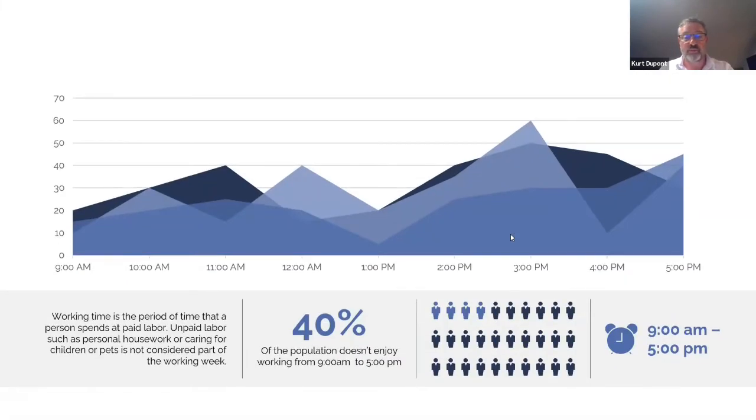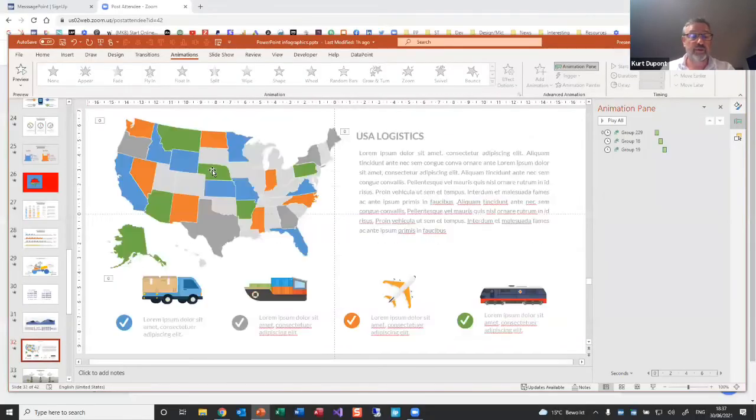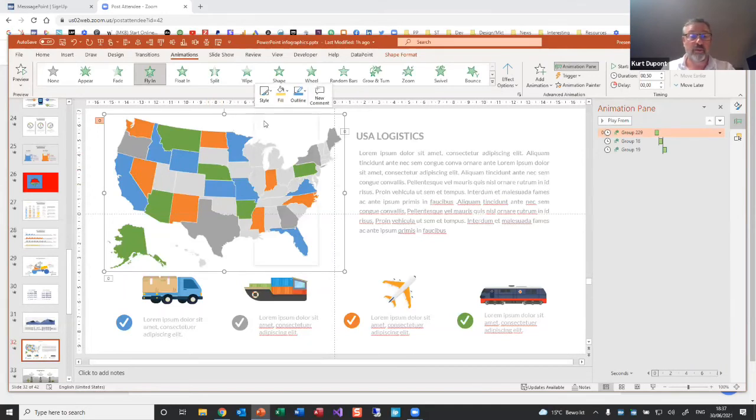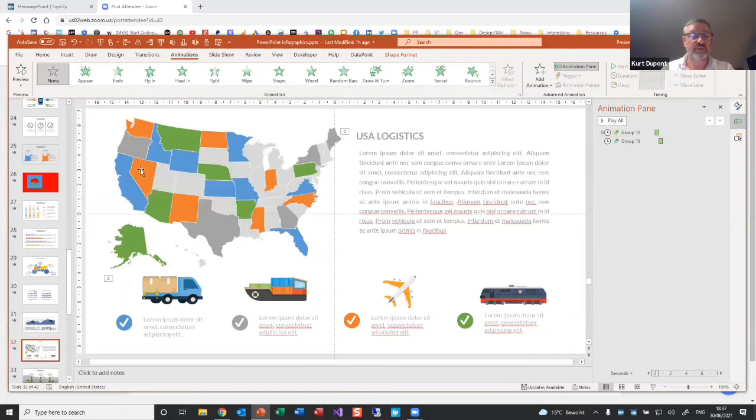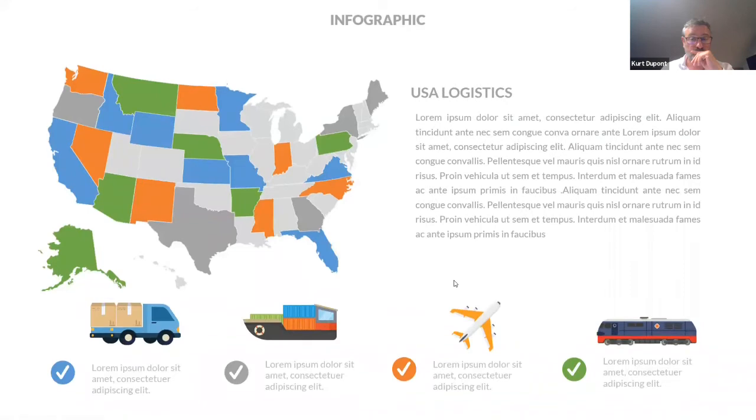So now we have some more animated information on this slide. You can again display a map of the USA. This is one shape. You can ungroup this, and you get all different shapes here. You can select one and then change the colors in there based on whatever is happening in that state. That's how you can create maps in infographics.